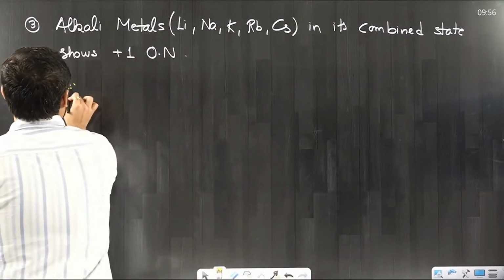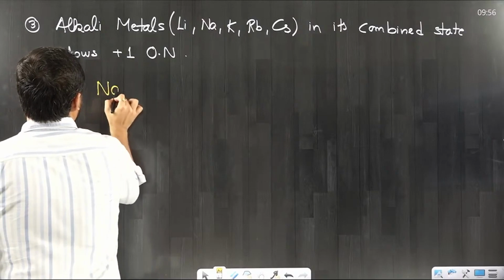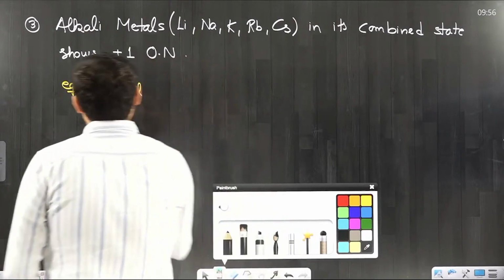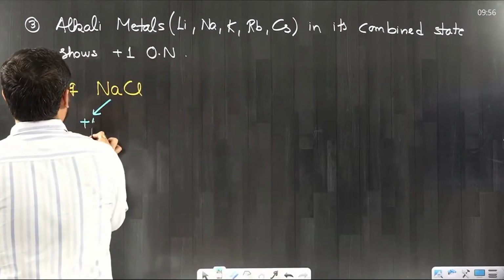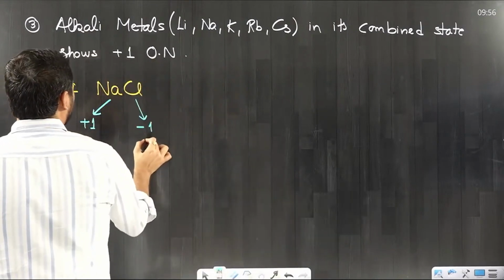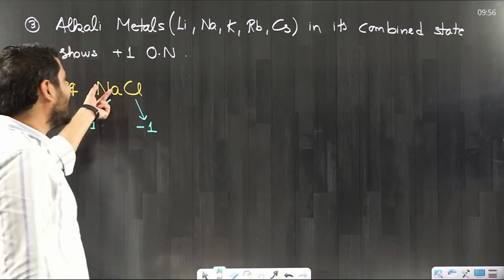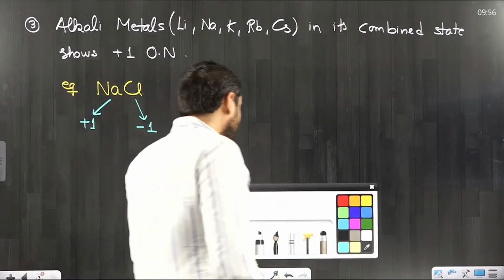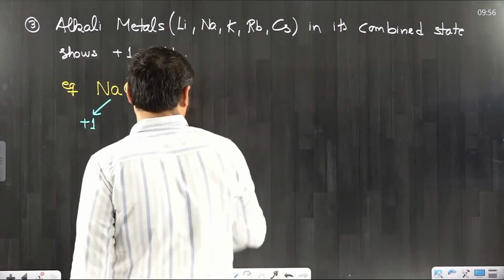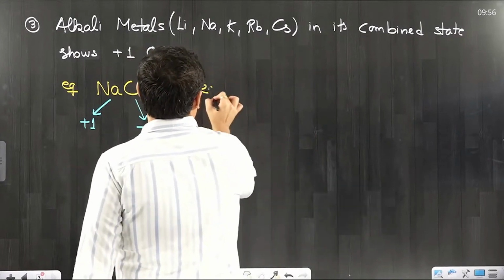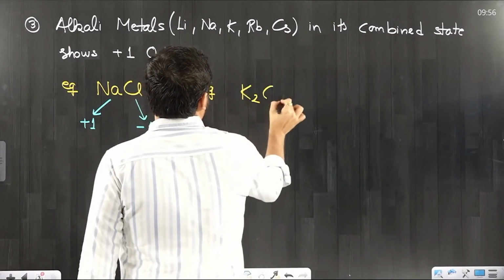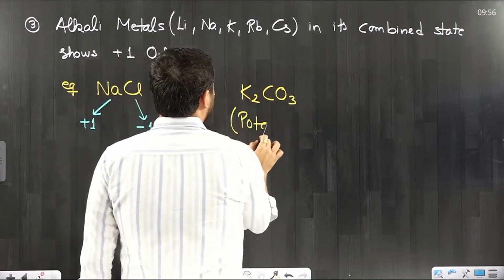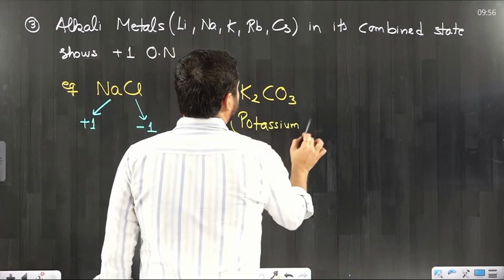Let us take some examples. First example, a compound of sodium. Let us take sodium chloride. Now in sodium chloride, what is the oxidation number of sodium? +1. Then the oxidation number of chlorine will be -1. So an alkali metal in its combined state shows +1. Let us take another example. If I take K2CO3, what is the name of this compound? The name of this compound is potassium carbonate.